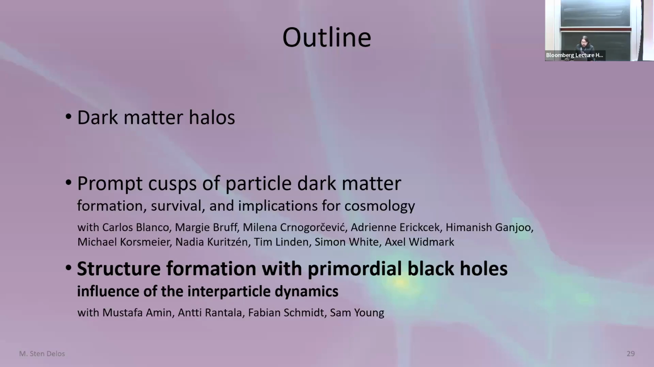Okay, so prompt cusps arise from a smooth density field. I want to quickly mention an alternative model where the initial density field is not smooth, and this is where the dark matter consists of black holes that formed in the early universe. In this case, the first structures form out of individual black holes. So this is work I've done with Antti Rantala, Fabian Schmidt, and Sam Young, and then also separately, if I have time, I'll mention something with Mustafa Amin.